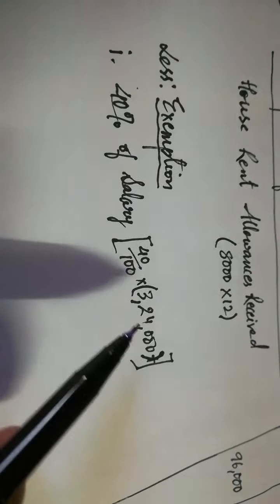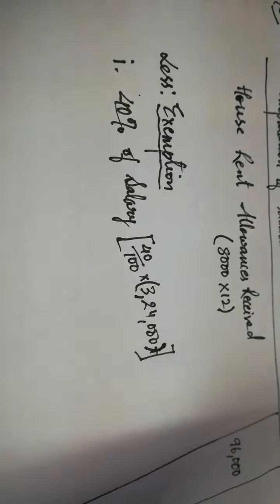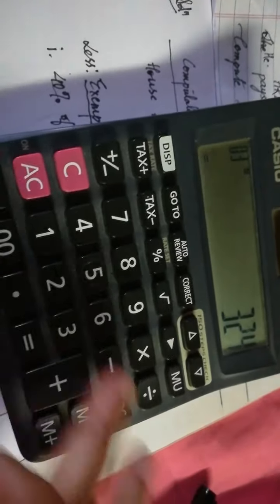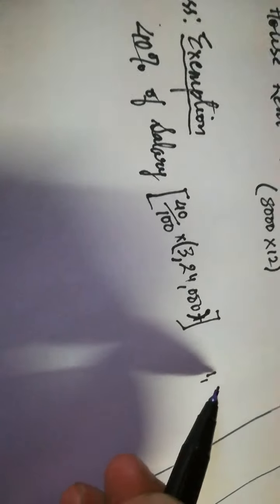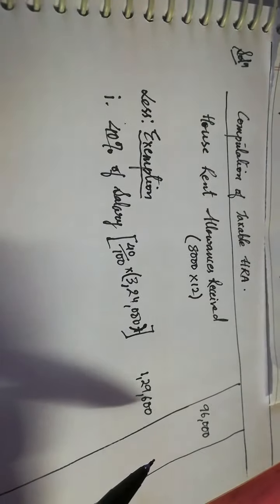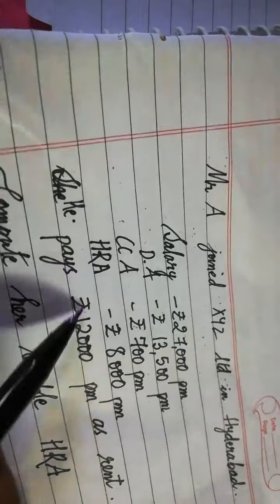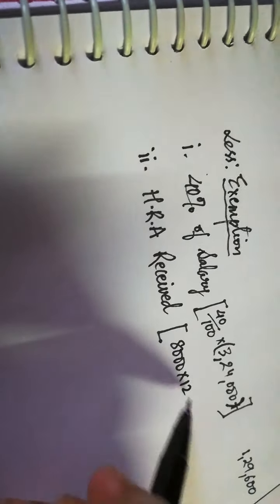Let's take only 40% of this. Let's use the calculator. 40% of 3,24,000. 40 means 0.40 into 3,24,000. It's 1,29,600. So let's write down in the inner column 1,29,600. So this is the first part of exemption, done. Now the second part is very simple. Second one is only the actual HRA received. He had received in the question 8,000, so 8,000 into 12, so 8 into 12, 96,000, right in the inner column.